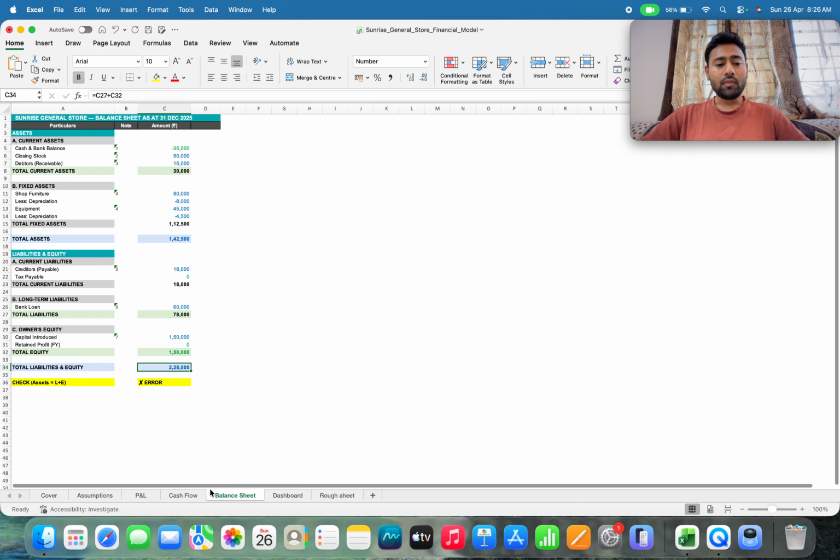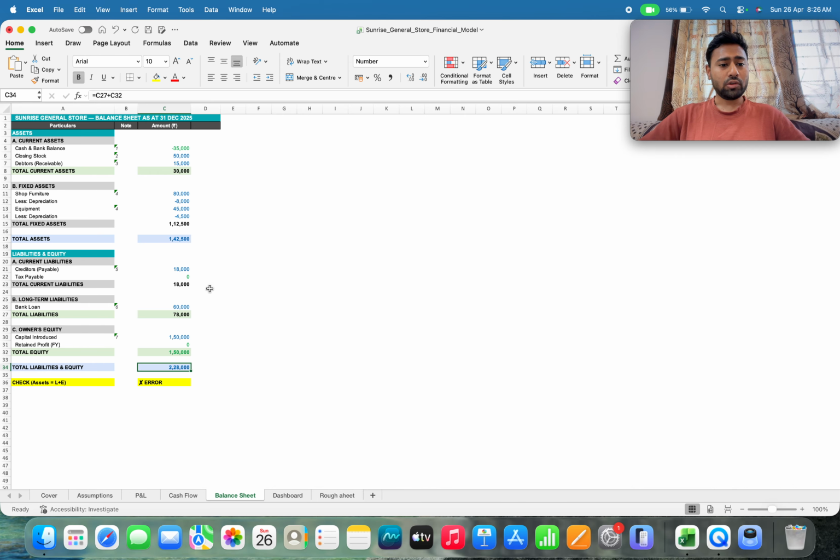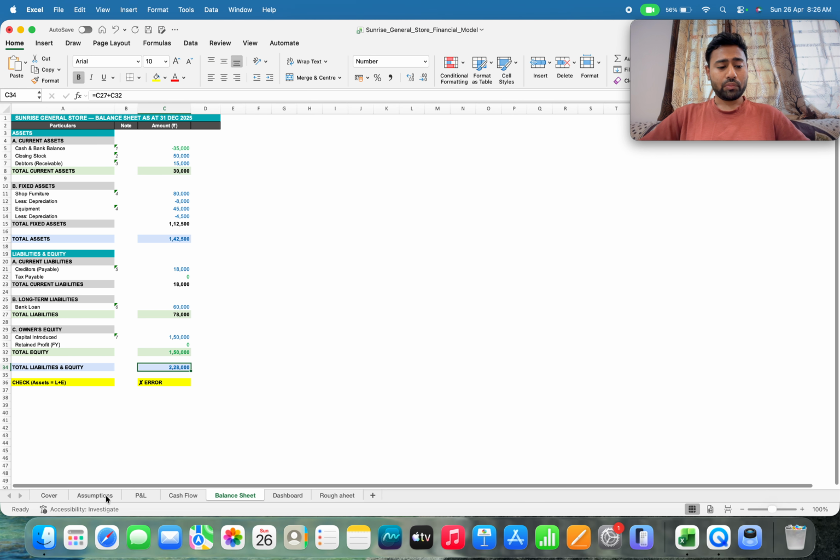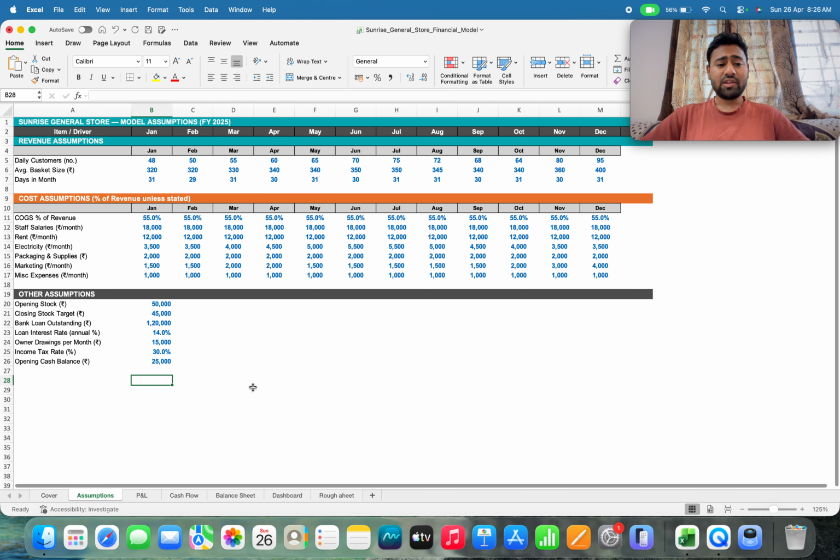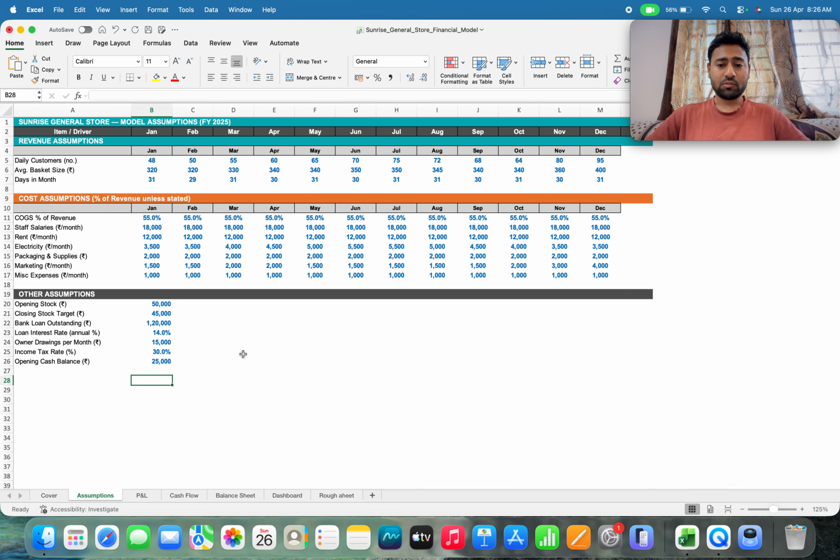In the balance sheet also there are some assumptions, like owner's equity is 1,50,000, bank loan is 60,000. These are all the assumptions, like how much the credit payables are, how much the soft furniture is, having fixed assets of a sole proprietor. So now we have these assumptions. This assumption is very important. From this assumption only we are going to complete the financial model.